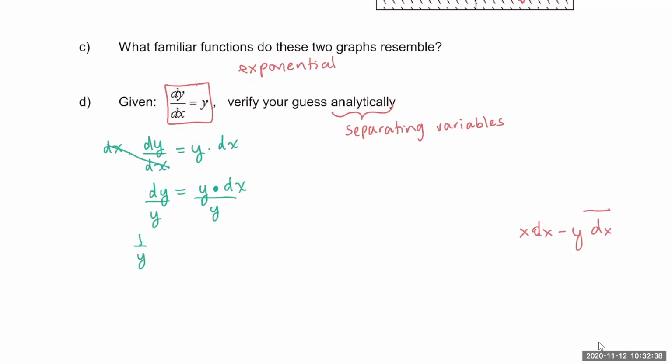Very nice for those of you who have already gotten the answer. Okay, so right now you have 1 over y dy equals 1, technically 1 dx. At this point, you have separated the variables.